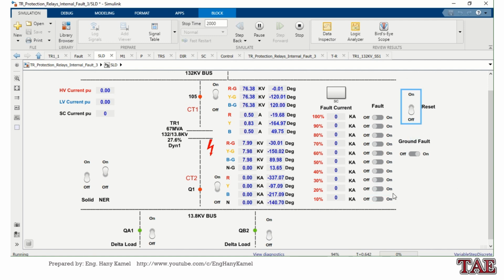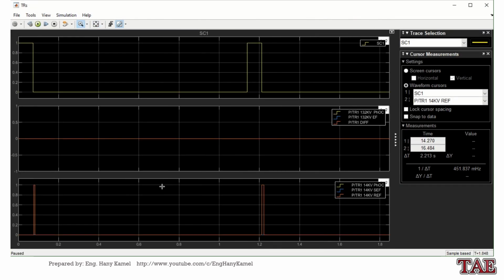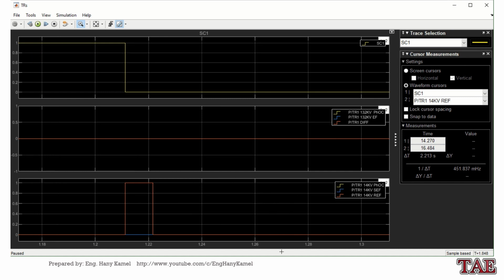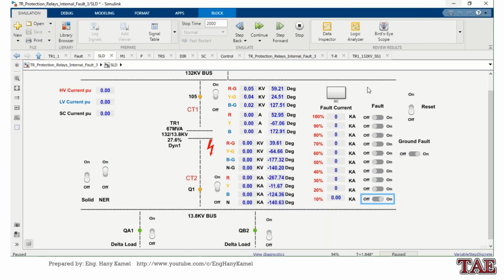We will remove reset. Now I will make first 10% to ground fault and protection operated. You can see which protection started. You can see the restricted earth fault now can operate and protect the transformer. So if we're using NER, we have to adjust the setting to increase the sensitivity of the restricted earth fault, also sensitive earth fault, to protect the transformer, so we keep all the winding protected.